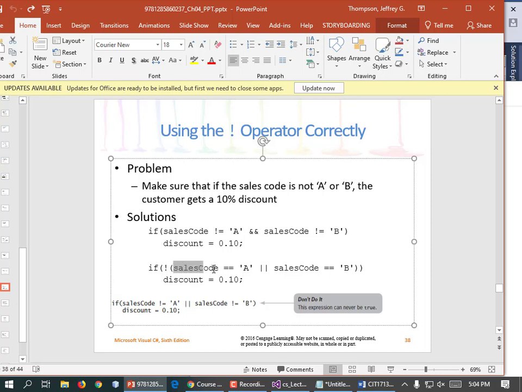Let's see if it works. If sales code equals A, is C equal to A? No, that's false. Or is sales code equal to B? No, C is not equal to B, so that's both false. And so when we OR those together, false or false is false, and then the not would change it into a true. And so that's a true statement. They would get their correct discount.